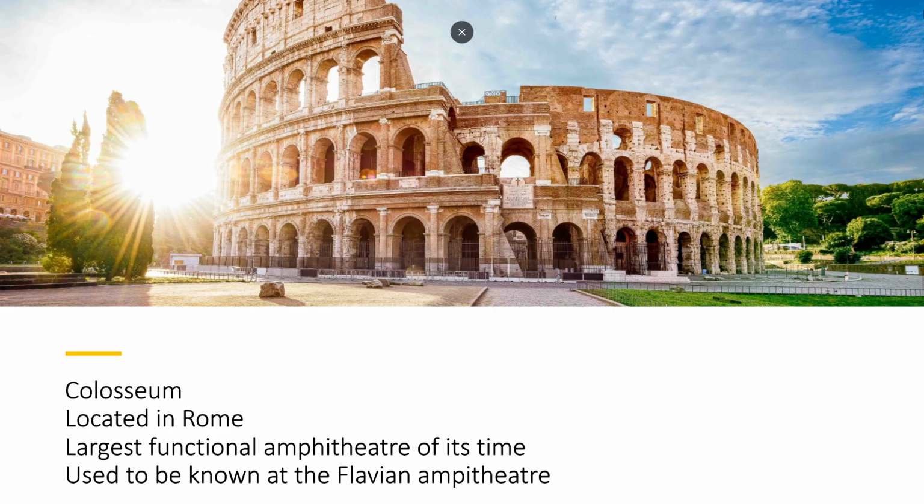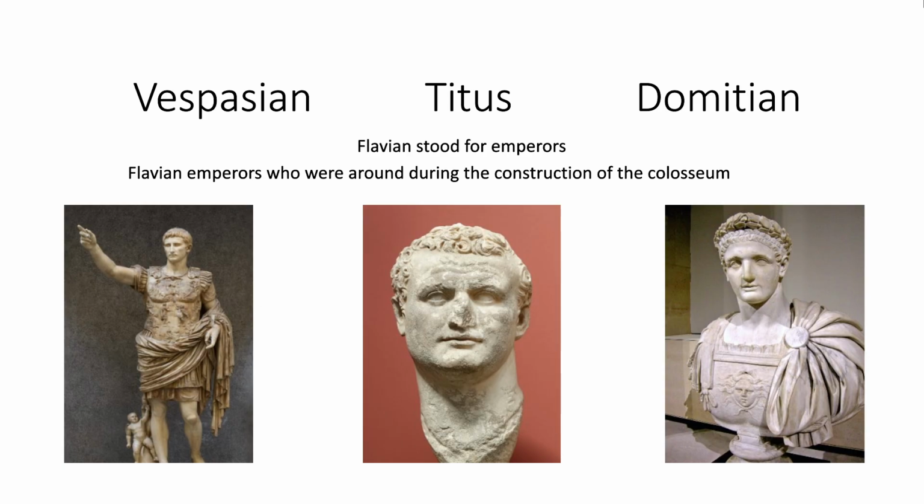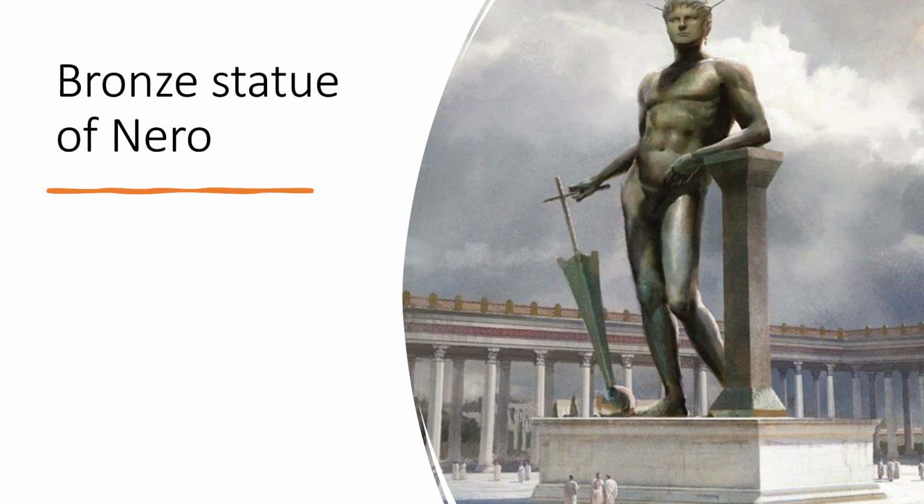The Colosseum was located in Rome and was the largest functional amphitheater of its time. However, the original name it had was the Flavian Amphitheater. The term Flavian stands for emperors, who were at the time Vespasian, Titus, and Domitian, from the Flavian dynasty. It was not called the Colosseum until the medieval period, getting its name due to its proximity to a colossal gilded bronze statue of Nero.